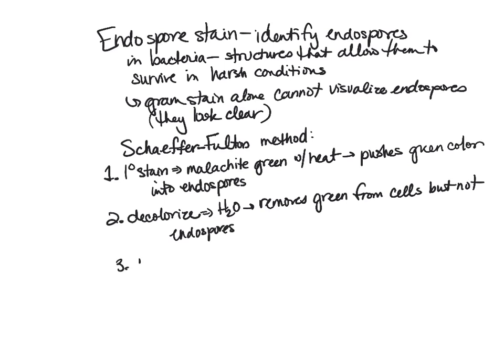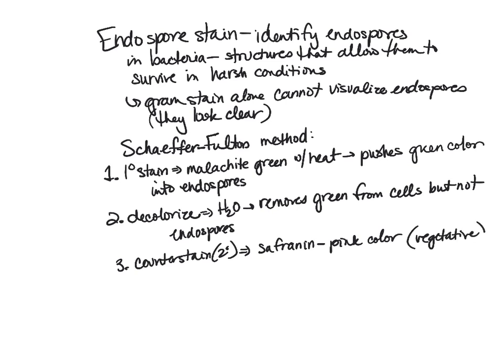Then lastly, we add our counterstain. This is our secondary stain, and it is usually safranin. This ends up being a pink color. So all of the cells that are not endospores, our vegetative cells, are going to end up being pink. So we can see all of the different cells, and then we can see the actual endospores.